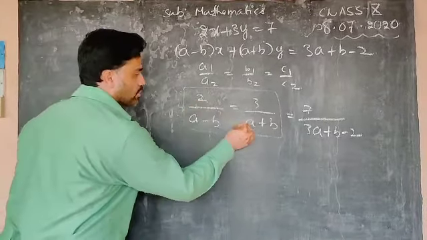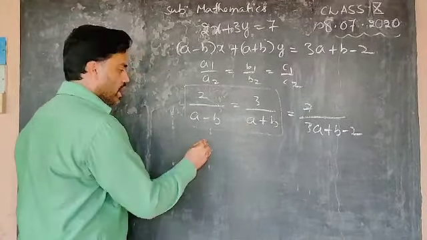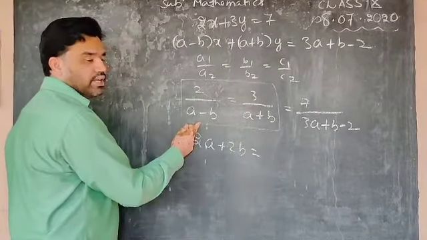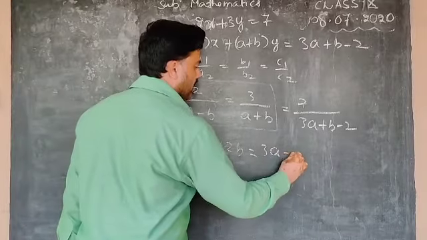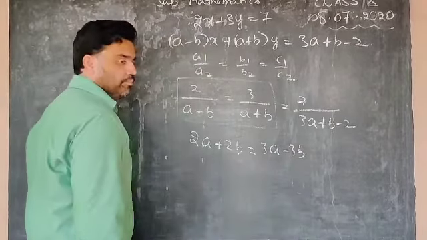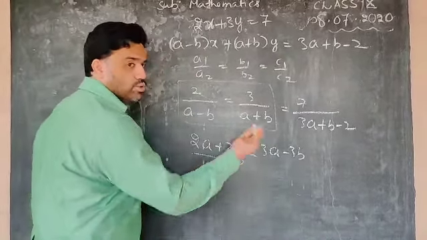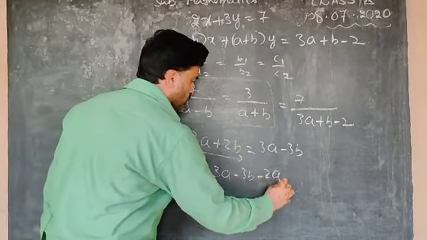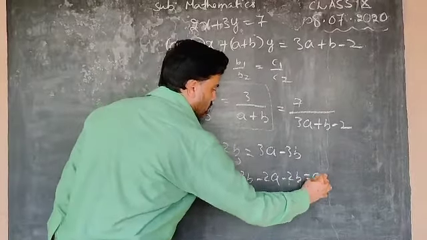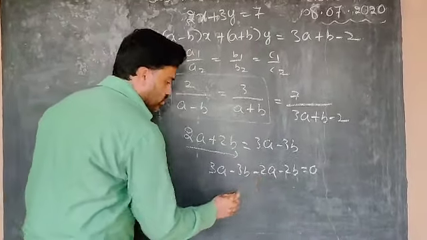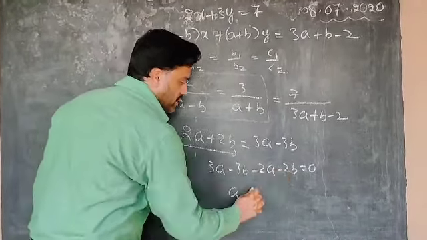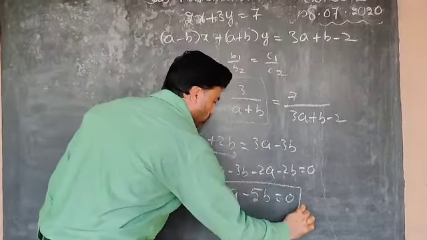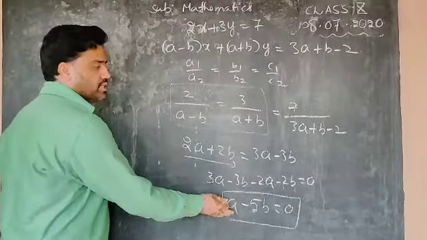So now cross multiply: 2 into a, 2a, 2 into b, 2b. Multiply by 3. Okay, 3 into a, 3a, 3 into b, 3b. Now transfer these two terms to that side. So 3a minus 3b minus 2a minus 2b is equal to 0. 3a minus 2a is a, minus 3b minus 2b is minus 5b, is equal to 0. Call this equation number 1.